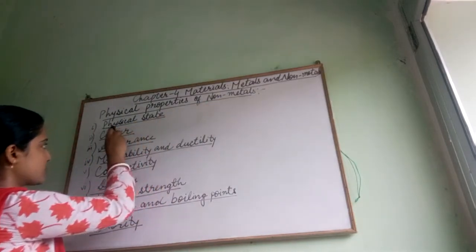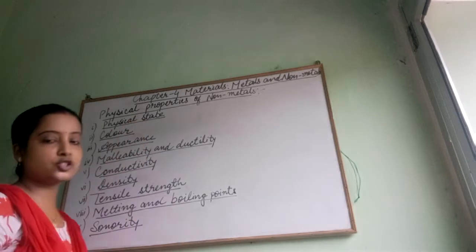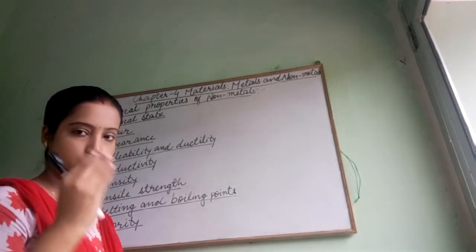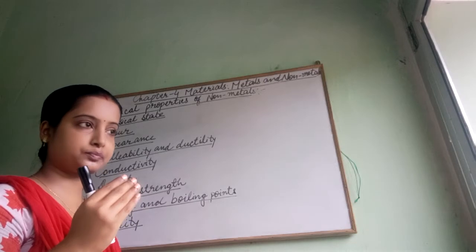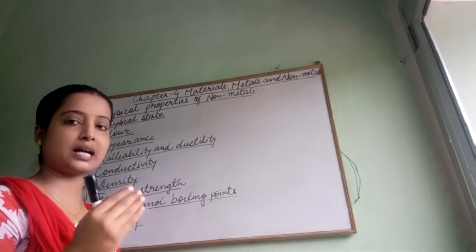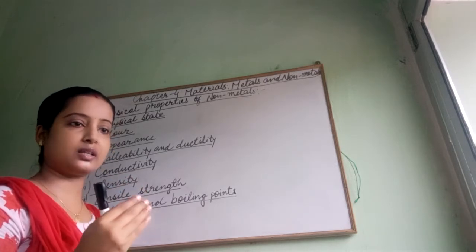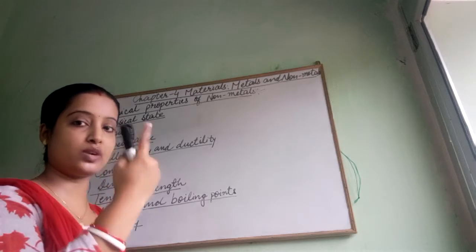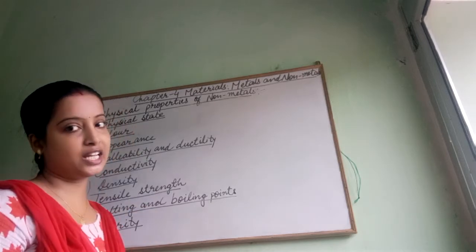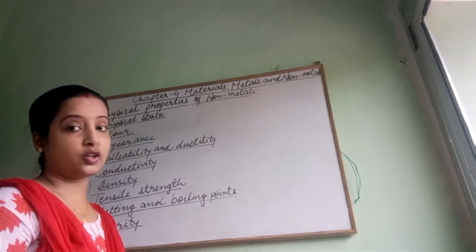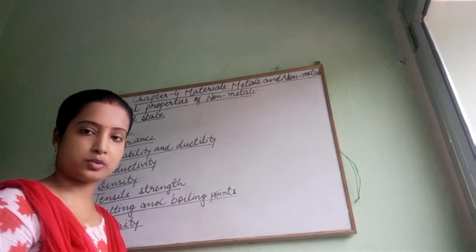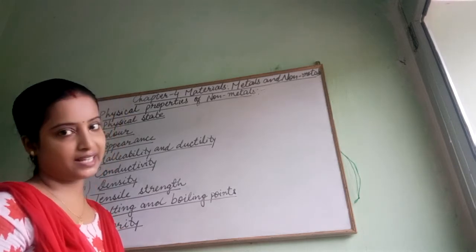The first physical property is physical state. As you have already studied, most metals exist in solid form, and only one metal, mercury, exists in liquid form. But non-metals exist in all three forms: solid, liquid and gas.